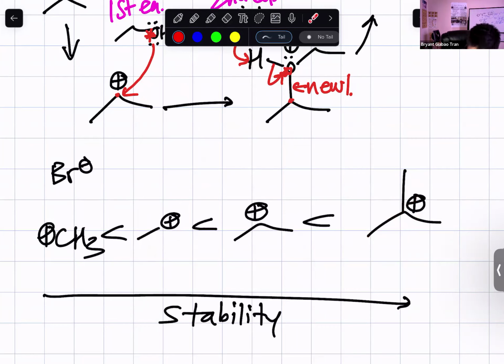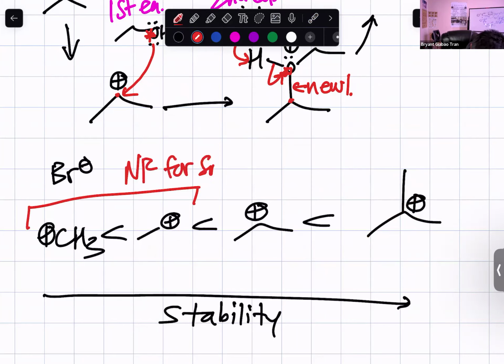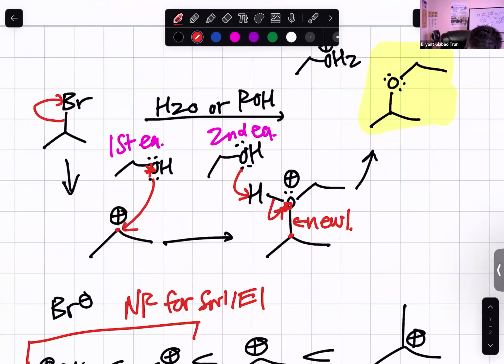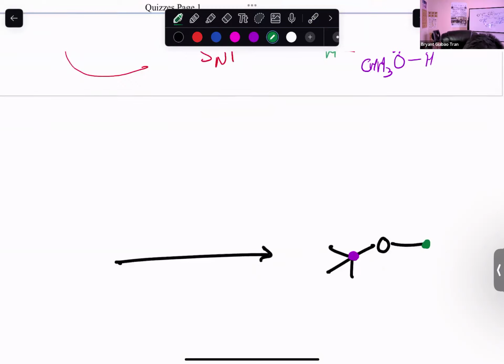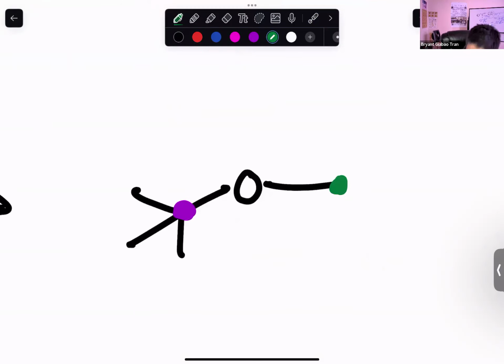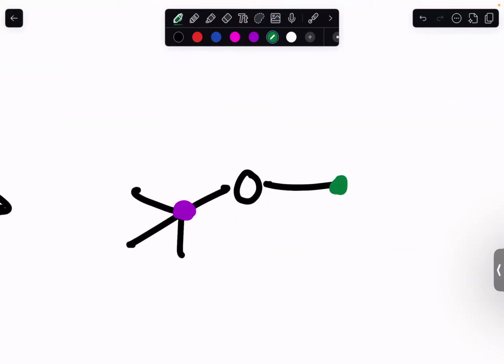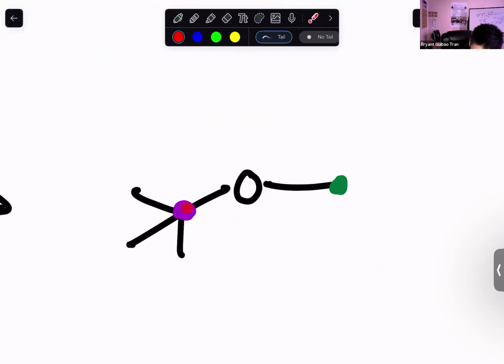Right. So we don't want to form primary or methyl carbocations. That would give no reaction for SN1 or E1 reactions. So if this was our product right here, our carbocation could have been this carbon or it could have been this carbon. Which carbocation do you think was in the intermediate? Which one do you think was more stable? The one to the left? Yeah, the one to the left because it's more substituted.